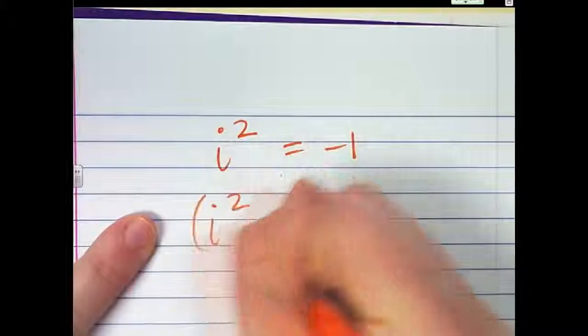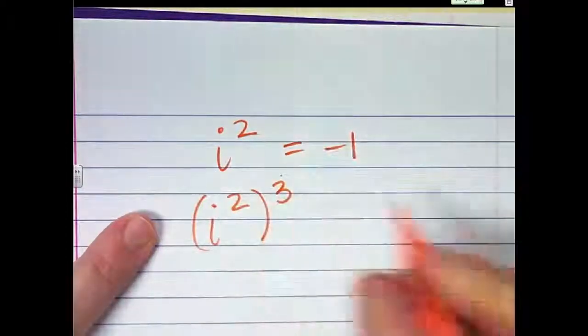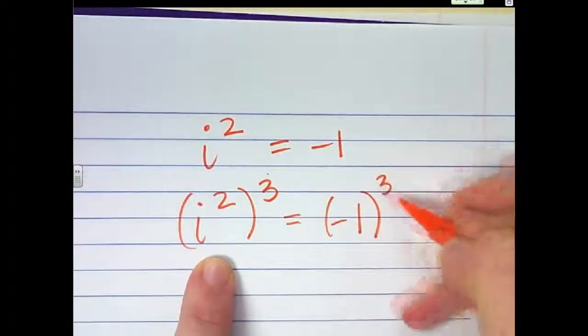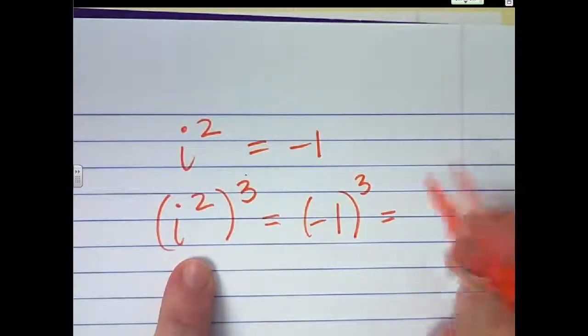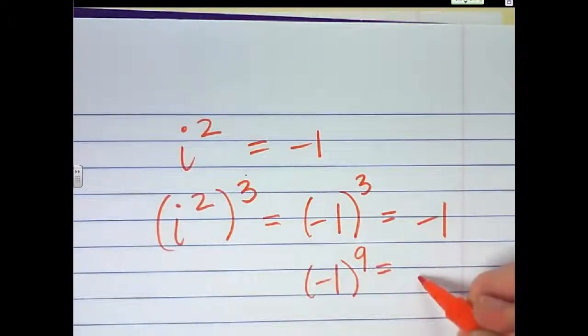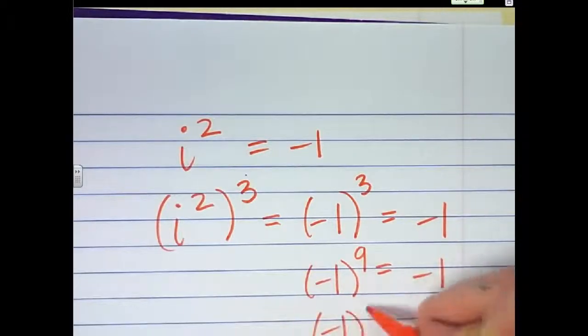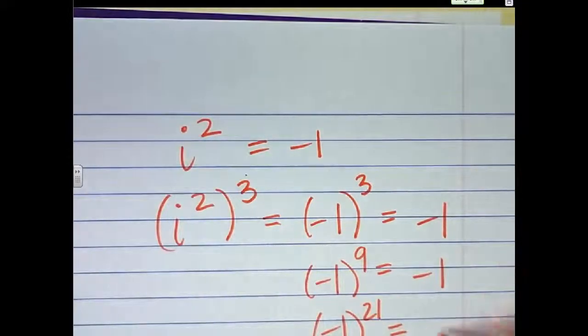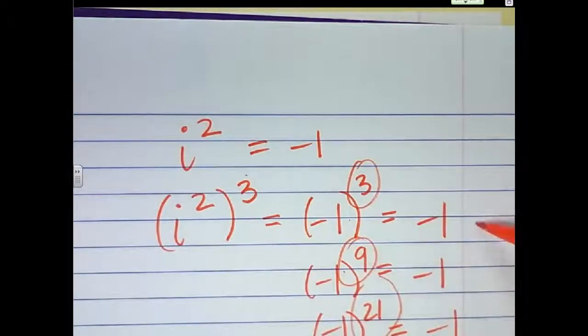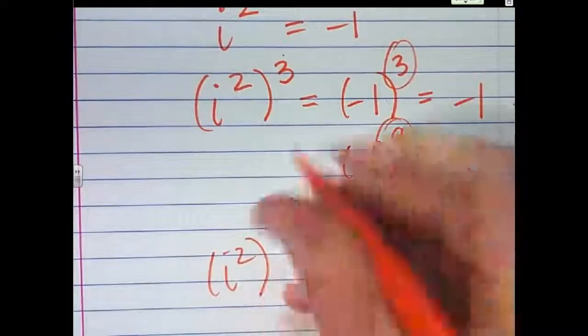What is i squared equal? Negative 1. So if I put i squared to the third, then i squared we just said was negative 1. What's negative 1 to the third? Negative 1. What if I had negative 1 to the ninth? Negative 1. What if I had negative 1 to the 21st? Negative 1. Okay, so when you do negative 1 to an odd power, you're always going to get negative 1.